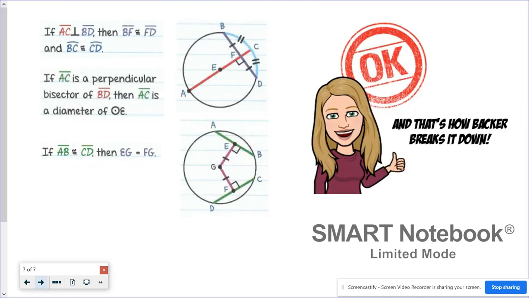And so those are our radius-chord theorems and relationships. So just remember, if a radius is perpendicular to a chord, it bisects the chord and its arc. And if two chords are congruent, then they're equidistant from the center of the circle.